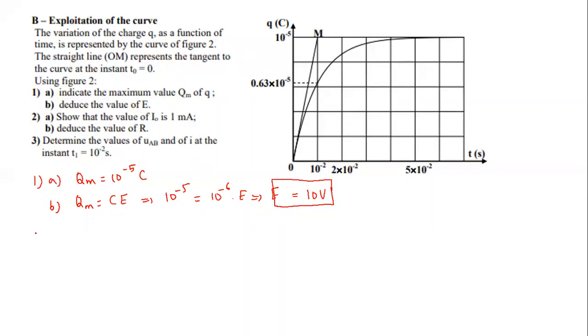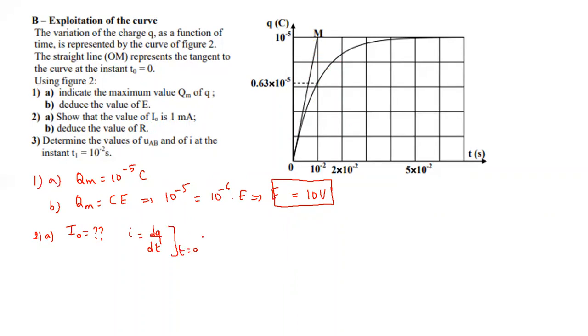Okay, continue. Part 2A, show that the value of I0 is 1 milliampere. So in order to find the value of I0, in this figure we have the tangent. When I say I want to find the value of I0, this means I will take at t equals 0 the variation. We know that I is equal to dQ over dt, but I want it at t equals 0.